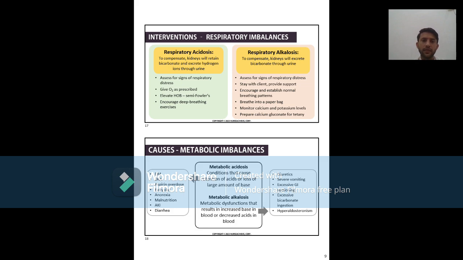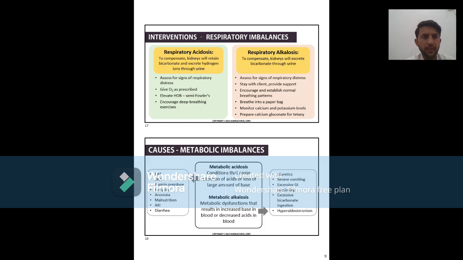The last condition is diarrhea. Intestinal fluids are naturally rich in bicarbonate, which acts as the body's primary alkaline buffer. Severe diarrhea flushes this base out of the digestive tract, leaving the remaining blood highly acidic.